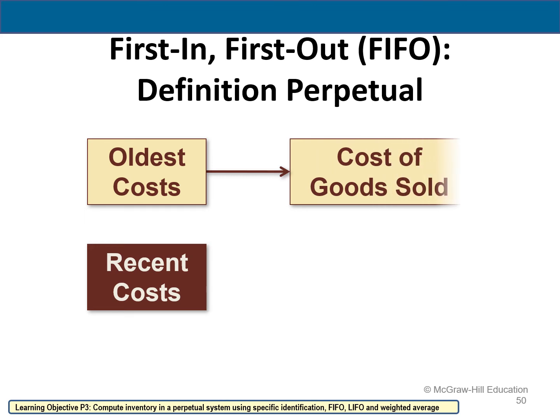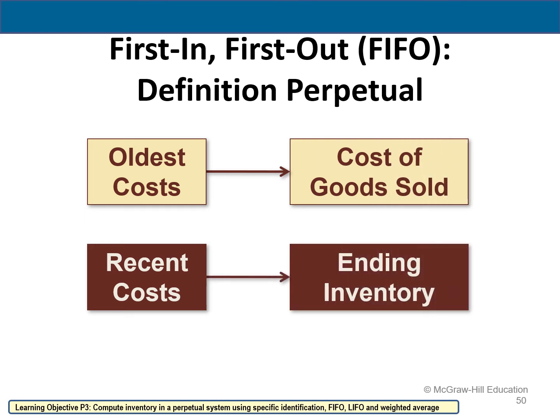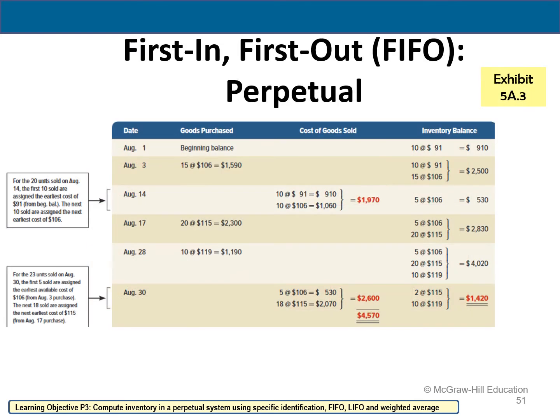So first in, first out under a perpetual system, the oldest costs go to your cost of goods sold, and the recent costs stay in your ending inventory, right? All right, so in the first in, first out method on the perpetual system, basically all of our costs and activity are evaluated or recorded or calculated as it's happening.